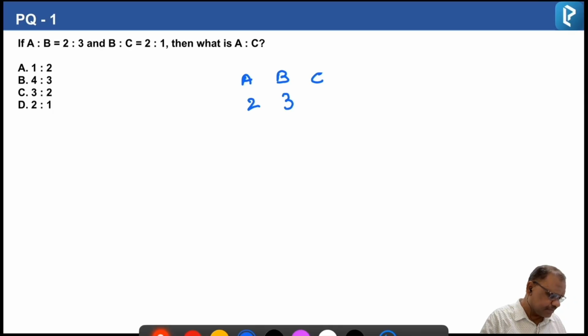A is to B is 2 is to 3, and B is to C is 2 is to 1. Now we need to combine these two ratios. 2 should be multiplied by 2, 3 should be multiplied by 2, 3 should be multiplied by 1. So 2 times 2 is 4, 3 times 2 is 6, 3 times 1 is 3.